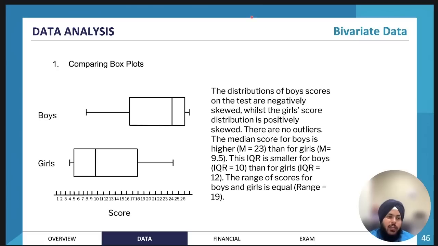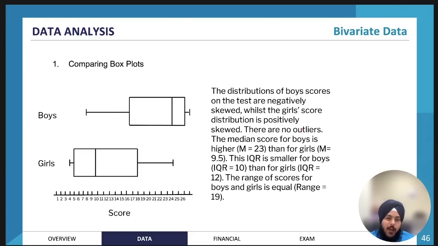Okay, here is a sample response when we're comparing box plots. First, we have described the distributions. How does the shape of the distributions vary? For boys, we have said that the distribution is negatively skewed, whereas for the girls, it is positively skewed. So you're just describing the shapes and comparing them.